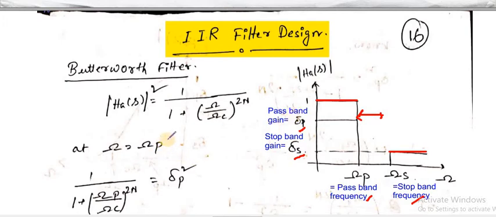Now in our syllabus we have the Butterworth filter. Butterworth is basically one kind of analog filter, and its corresponding transfer function is given by this formula, where capital N is the order of the filter and omega c is called the cutoff frequency.